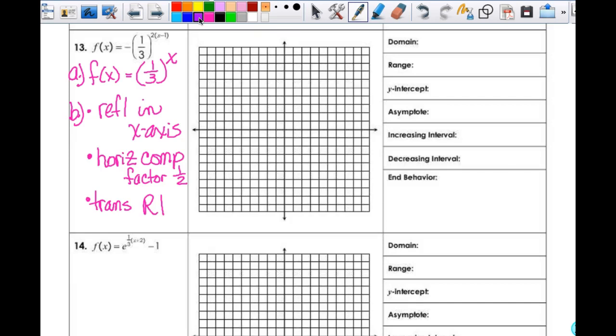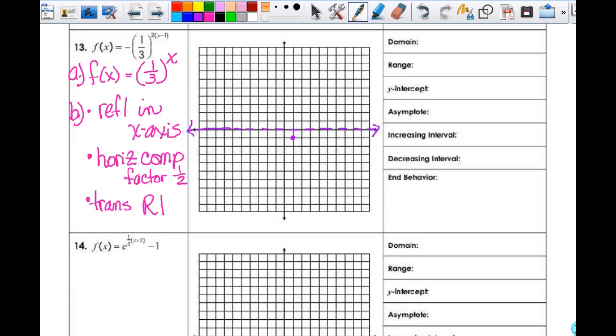So did it affect my asymptote at all? No. So there was no vertical translation. All right, so I'm here. I started 0, 1. Right? I reflect in the x-axis. This time I actually can do that, right? It ends up down here. Horizontal compression, that means I multiply my x value by 1/2. Well, it's 0, so that does nothing. And then I translate to the right 1, and I end up right here.